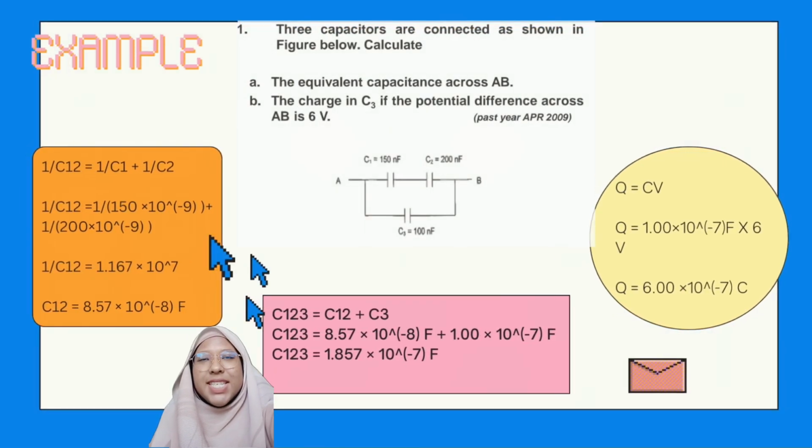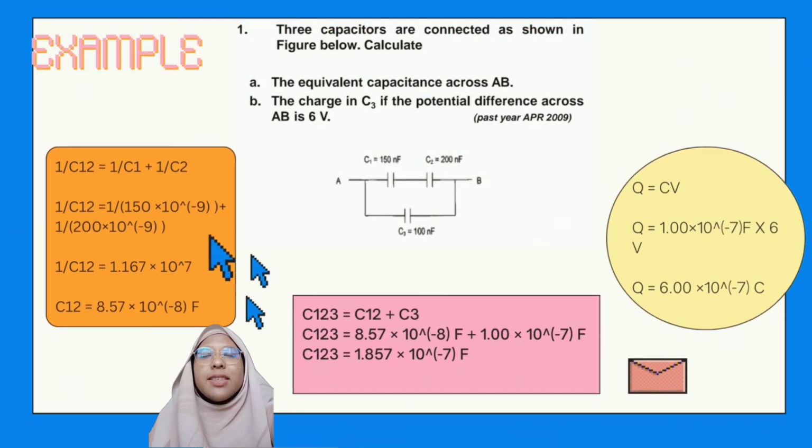Next, I will discuss an example. From the question, 3 capacitors are connected as shown in the figure. Question A asks for the equivalent capacitance across AB. Question B asks for the charge in C3 if the potential difference across AB is 6 volt. To solve this question, first we need to observe what circuit is available in the figure. There are 2 ways to move from A to B. First, through C1 and C2, which makes a series circuit. Second, through C3, which makes a parallel between C1 and C2 with C3.